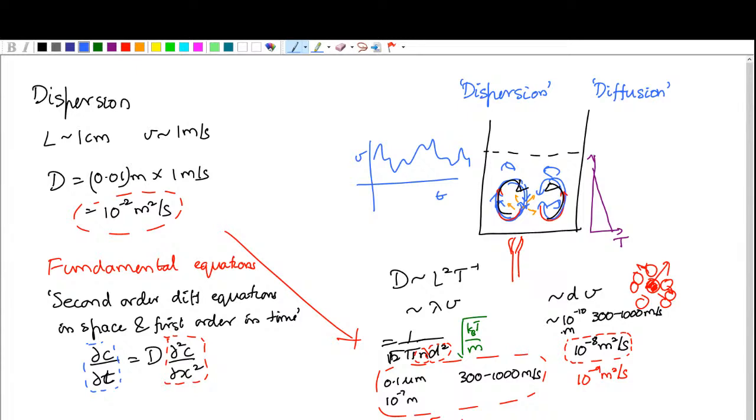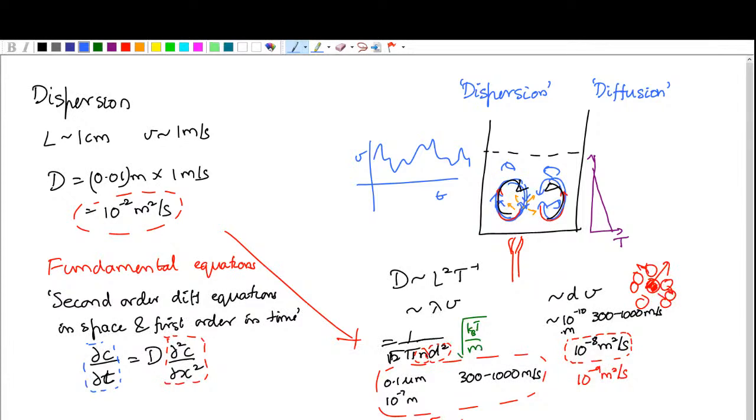Note that there is a second derivative with respect to position. That means you require at least two conditions on the boundaries in order to solve it. If you recall, if you solve a second order ordinary differential equation, you end up with two constants of integration, and therefore you need two conditions in order to completely specify the constants in the equation. So second order in space, you need two conditions.